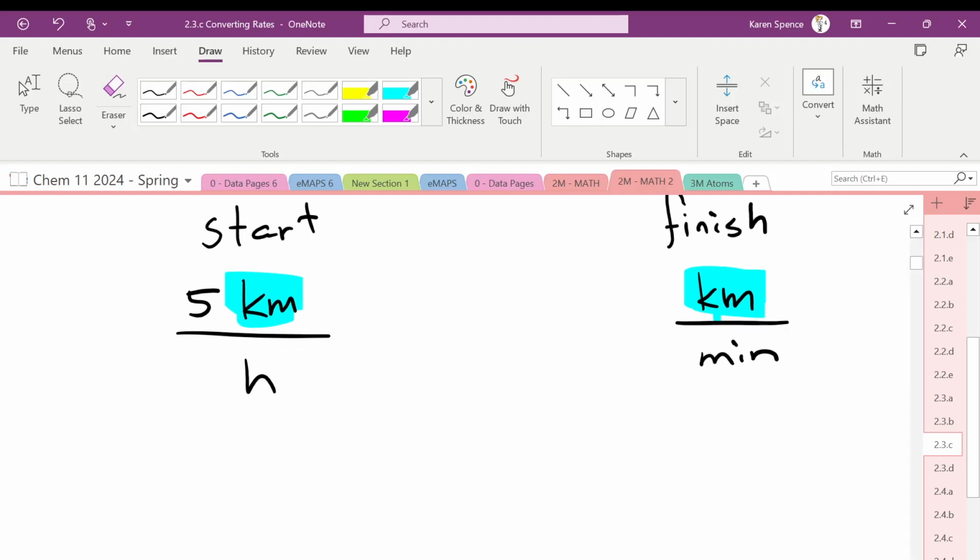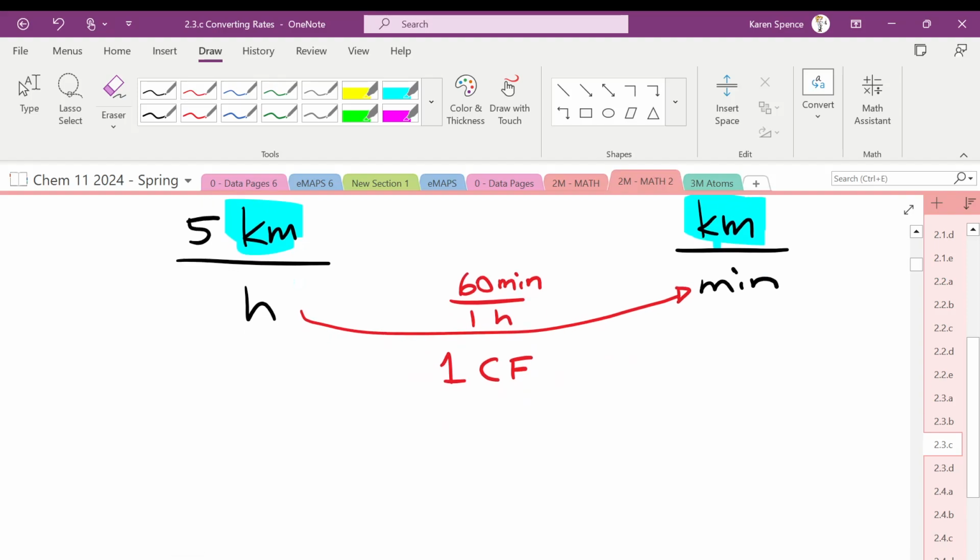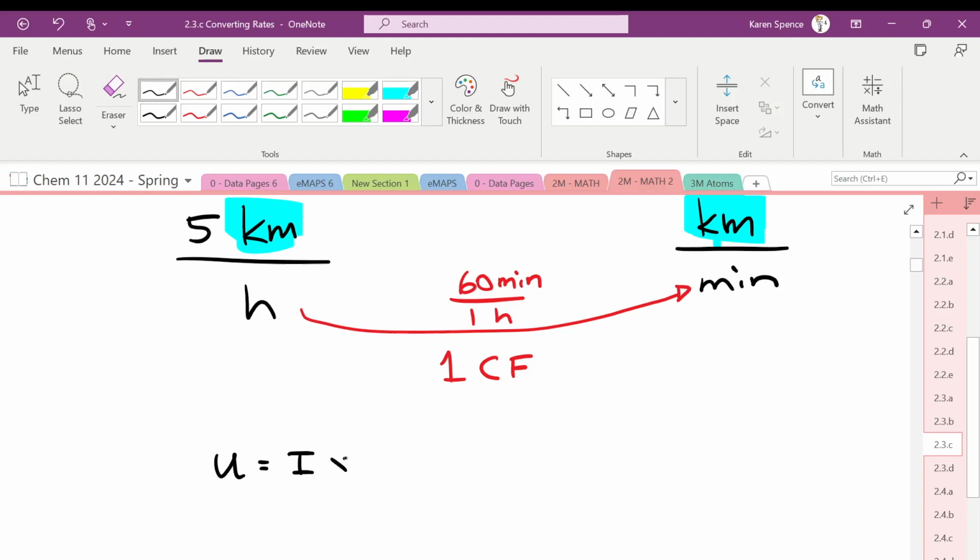Can you think of a conversion factor between hours and minutes? Yes, I know you can. There are 60 minutes in 1 hour. Yes? So we're going to have 1 conversion factor in our calculation. So remember, our unknown is equal to our initial quantity times the conversion factor. In this question, who is the unknown?